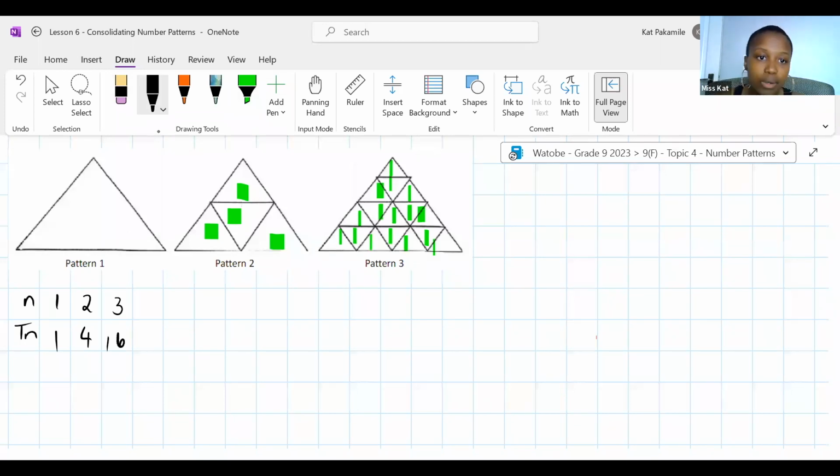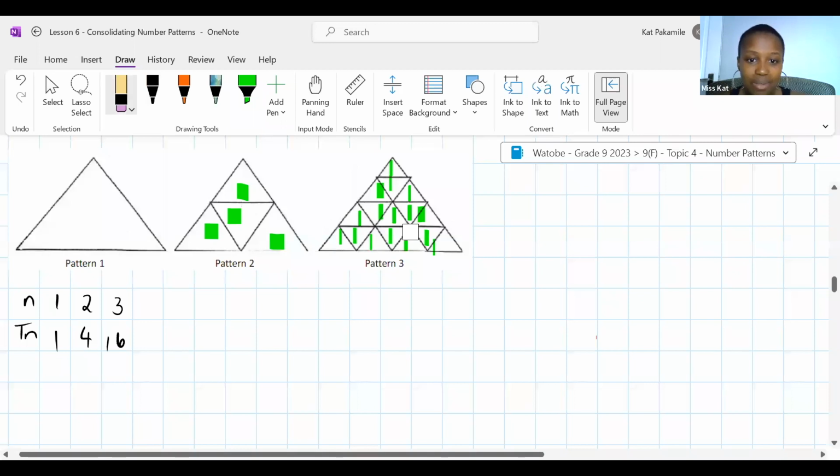Did I count correctly? Did I count correctly? Yes. Are we doing sides and shapes? We're just doing the shapes, Amahle. We're just doing the shapes. Yes, my Bitmoji is allowed to rest.